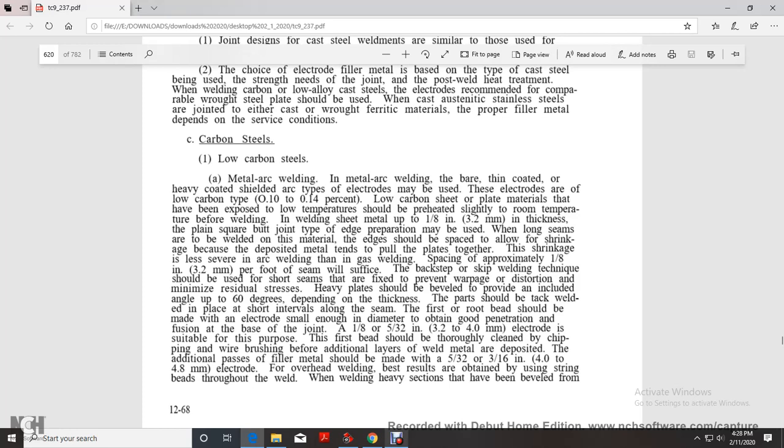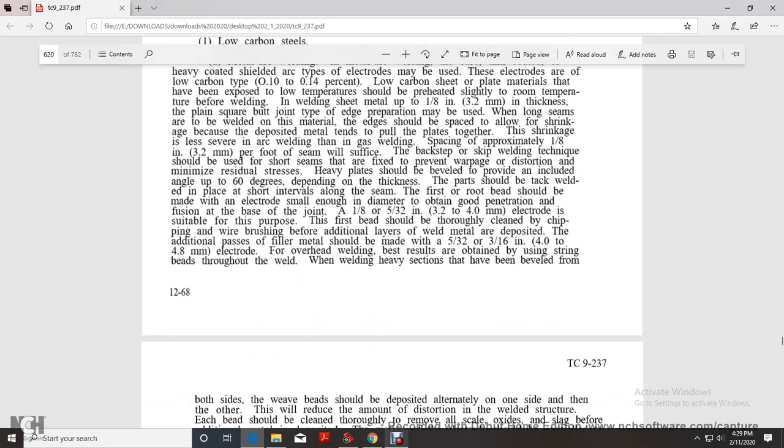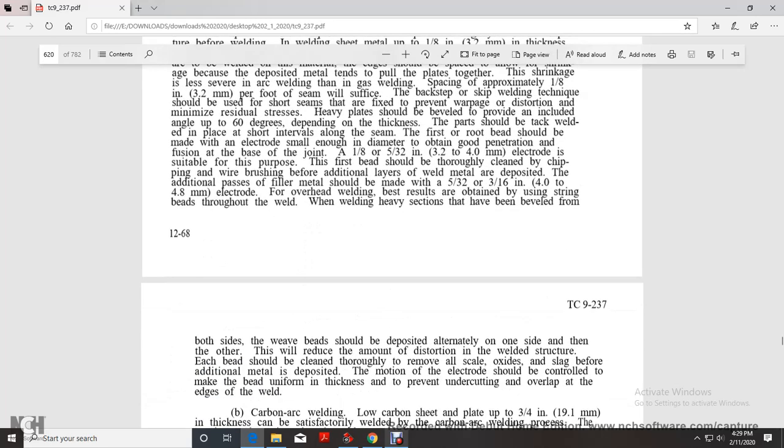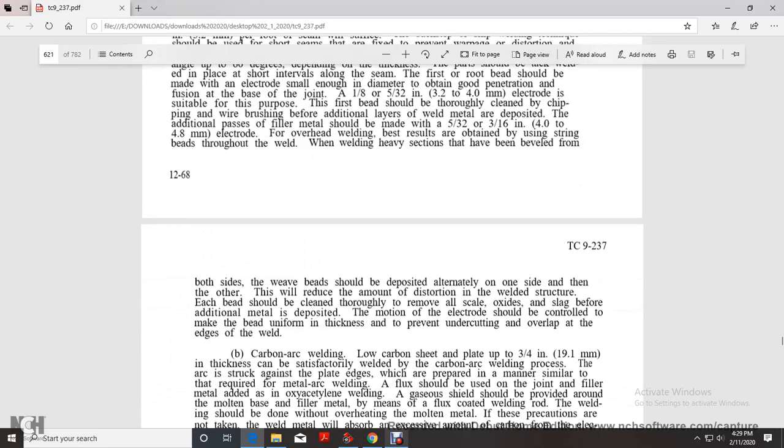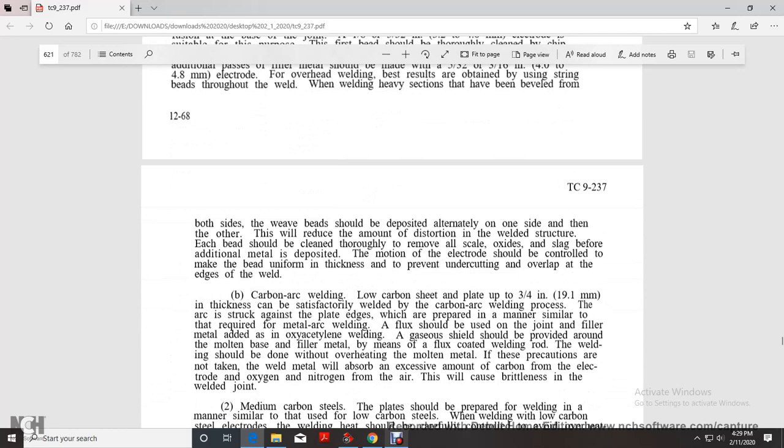Additional passes of the filler metal should be made with the 5/32 or 3/16 of an inch electrode. For overhead welding, the best results are obtained with string beads throughout the weld. When welding heavy sections, the plate should be beveled on both sides. The weave bead should be deposited alternately on one side, then on the other.